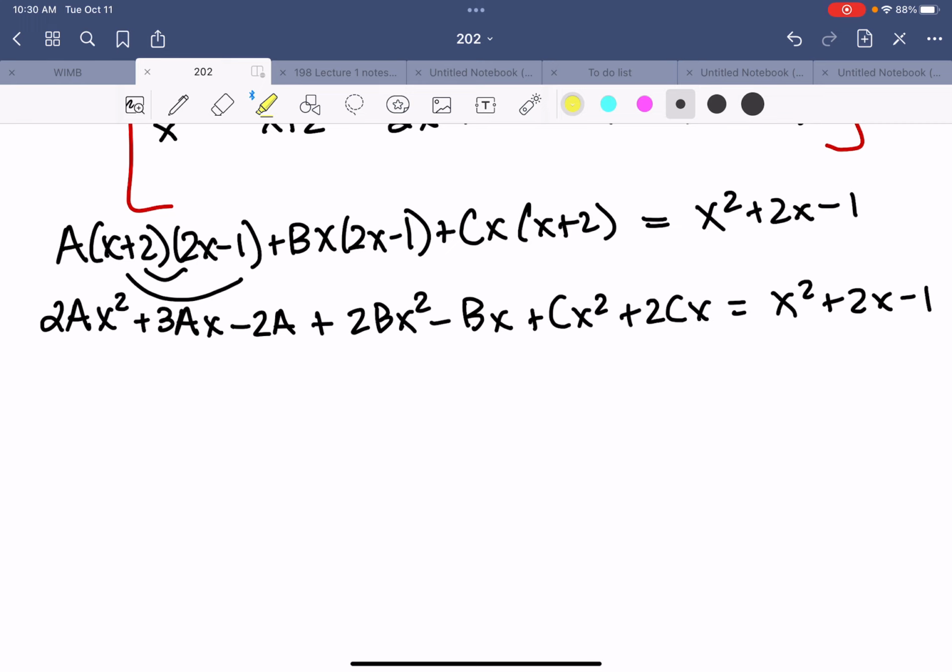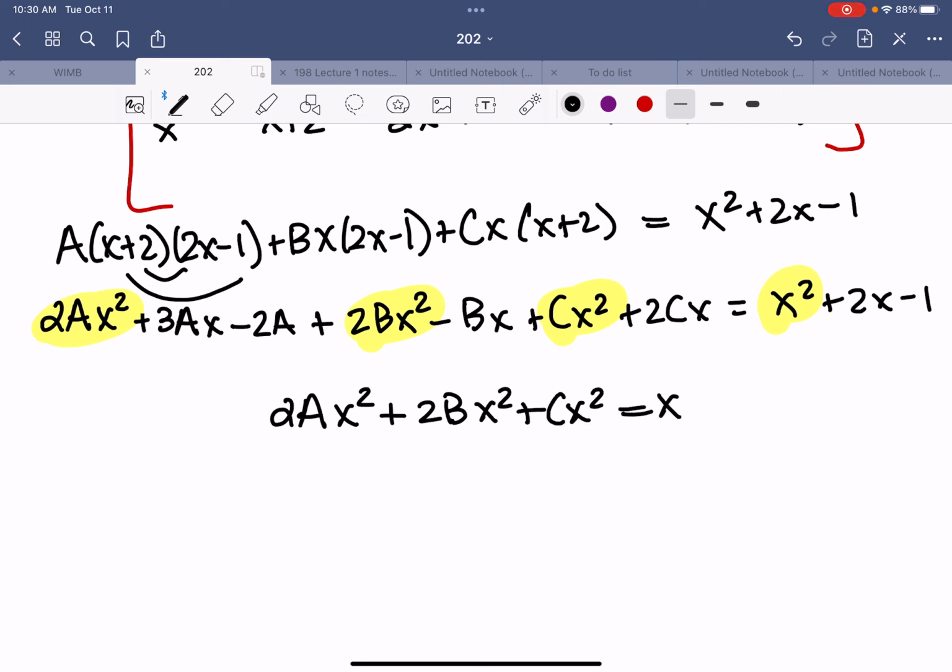Okay, so the x squareds on the left have to be equal to the x squared on the right. So here's an x squared, here's an x squared, here's an x squared. Their coefficients have to match up. So on the left, I have 2a x squared plus 2b x squared plus c x squared has to be equal to x squared. If you divide through by x squared, that tells you that 2a plus 2b plus c has to be equal to 1. Okay, that's my first equation.